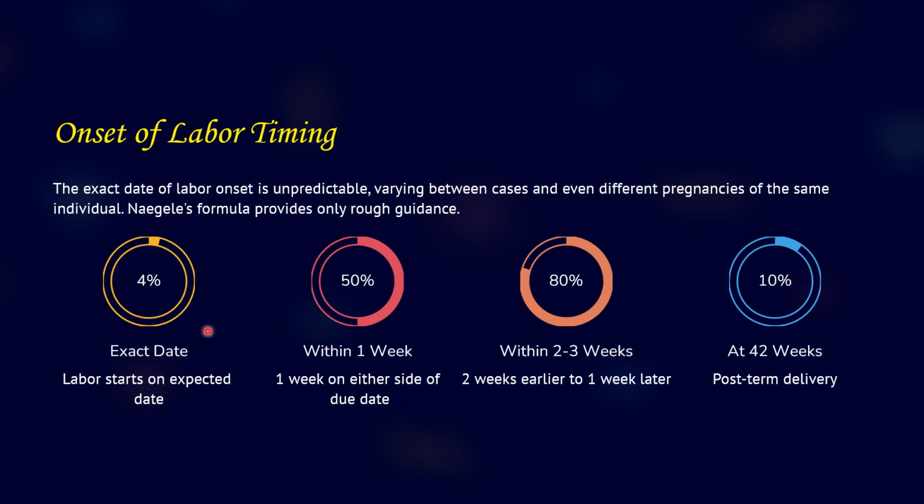Okay, so the chance of labor starting on that expected date is just 4%. The chance that labor starts within 1 week is 50%, and the probability of labor starting within 2 to 3 weeks is 80%, and at 42 weeks it is just 10%.